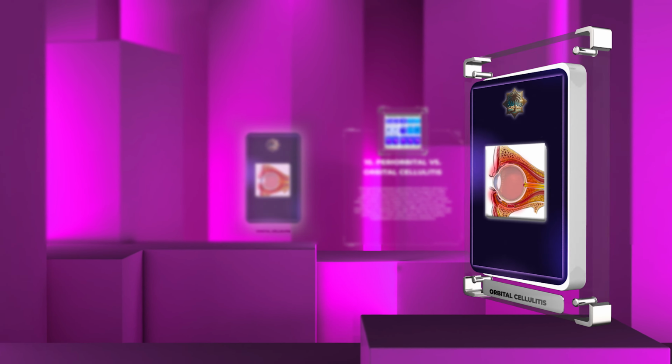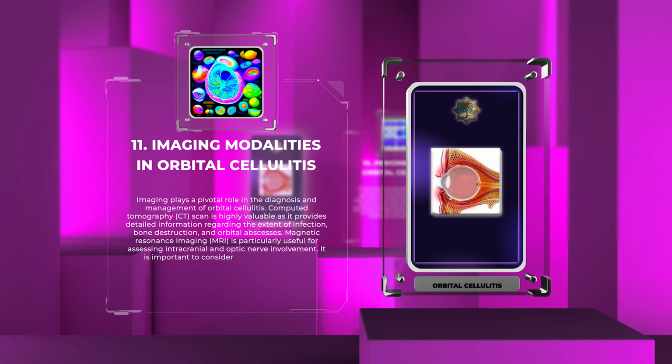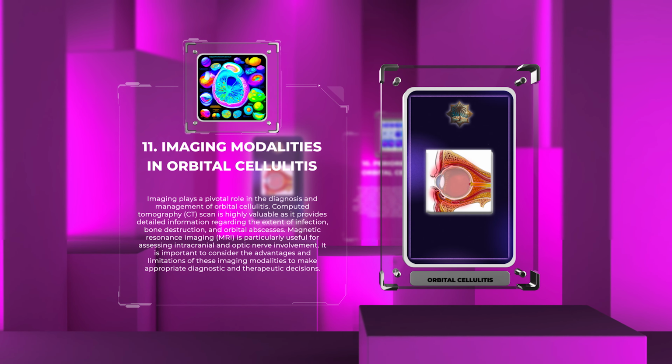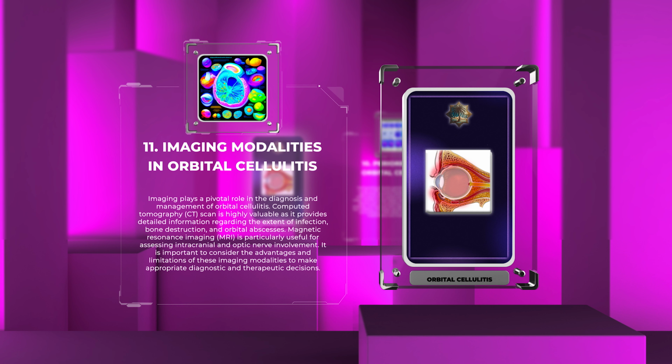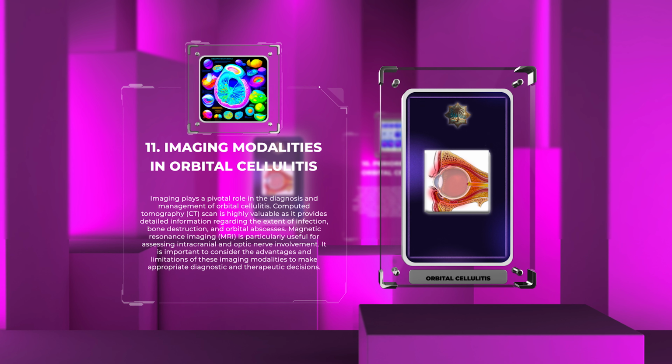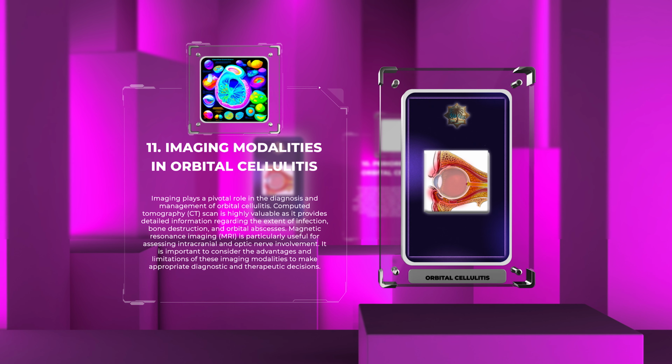antibiotics. Imaging plays a pivotal role in the diagnosis and management of orbital cellulitis. Computed tomography (CT) scan is highly valuable as it provides detailed information regarding the extent of infection, bone destruction, and orbital abscesses. Magnetic resonance imaging (MRI) is particularly useful for assessing intracranial and optic nerve involvement. It is important to consider the advantages and limitations of these imaging modalities to make appropriate diagnostic and therapeutic decisions.